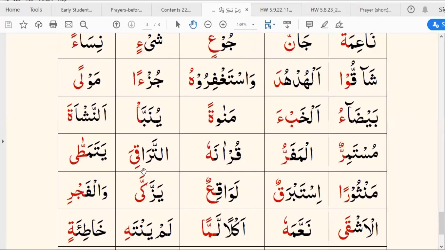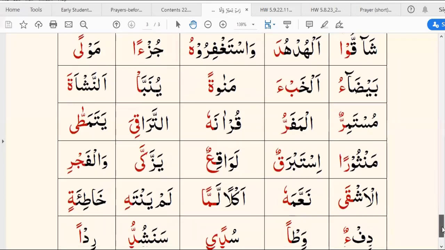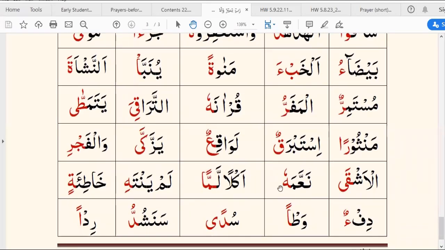Okay, I'm going to give you one more, and we're going back to the rule that you have been learning, which is to change the ishbaya letters into a sukoon. So if you read this one as it is.